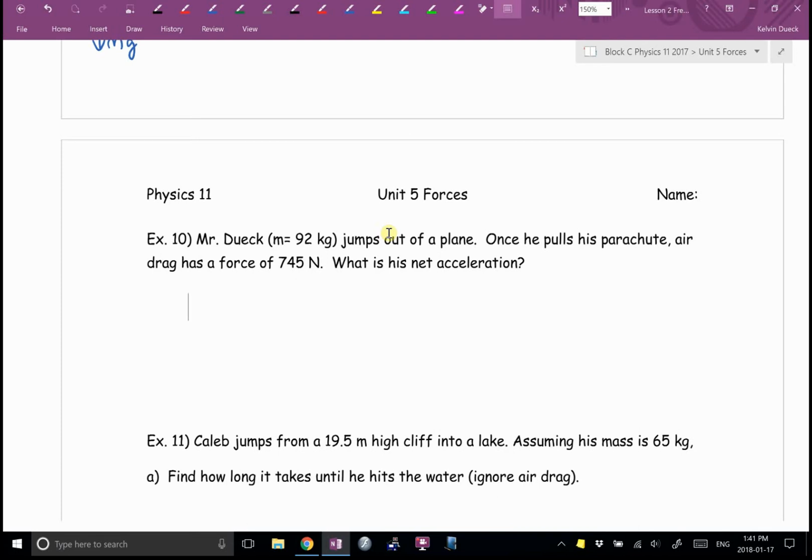What does this question ask me to find? The net acceleration. Now, you might be tempted to say, well, won't I go VF minus VI over T? Do you see a VI or a VF or a VF squared or a VI squared or a D? Or no. What do you see? Do you see forces? Yeah. What are they asking you to find? Net acceleration. This is a job for a free body diagram.